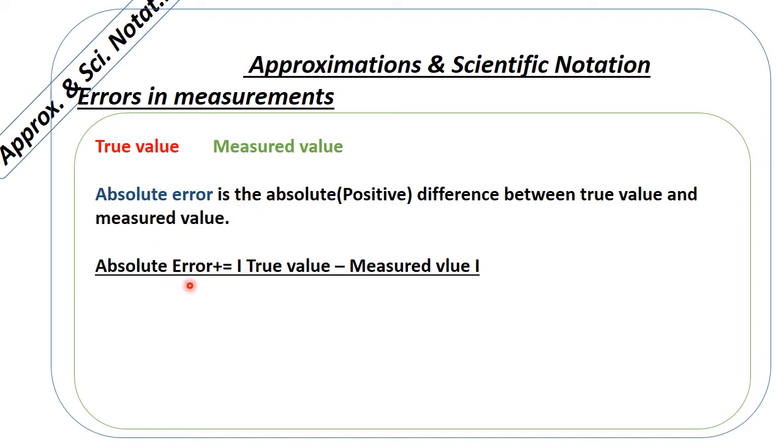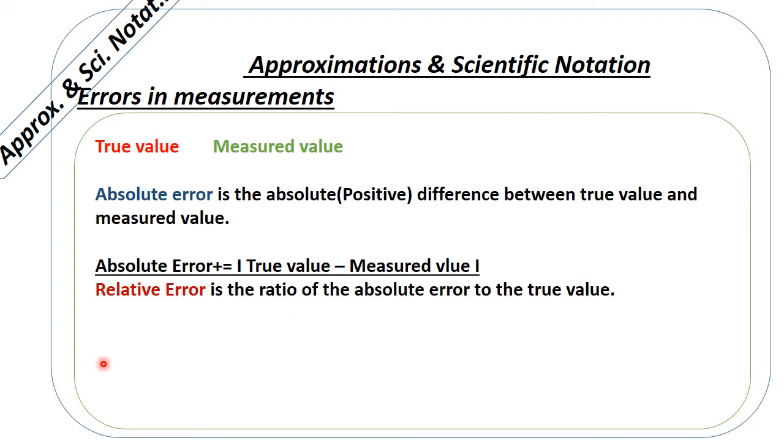So absolute error is always given by this straight line, then you write true value minus measured value, then you put another straight line. The straight line means that you're going to get the positive number from this. For example, if you put true value minus measured value and get -2, then the final answer is going to be 2. You discard the negative.